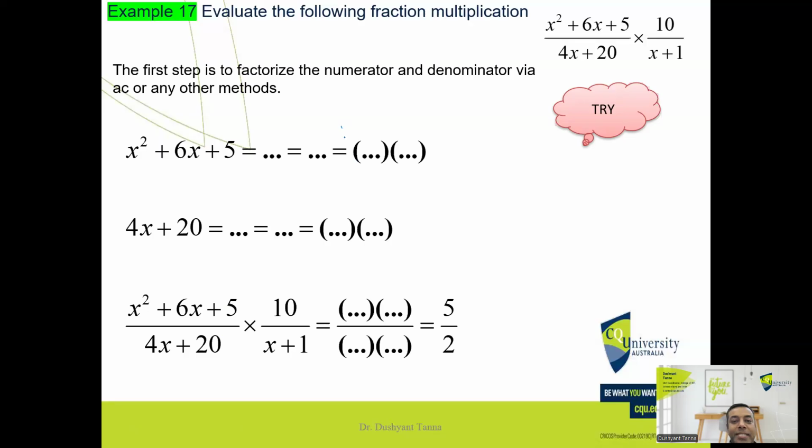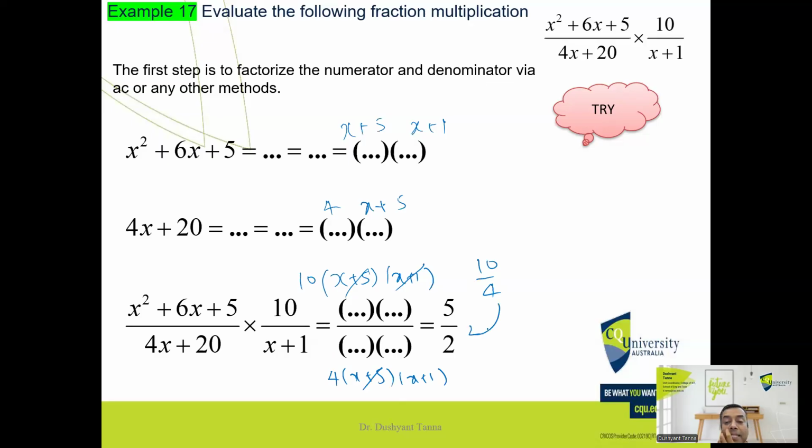Okay, so we factorize this, which is x plus 5 and x plus 1. Sorry, what am I writing? Yeah, this is x plus 1, 4 and x plus 5. Put it up here: x plus 5, x plus 1, 4, and x plus 1. So this is gone, this is gone. 10 over 4, or 5 over 2, is the answer.